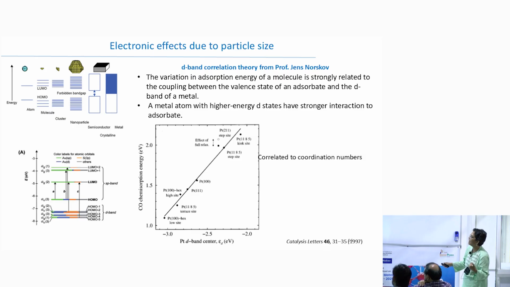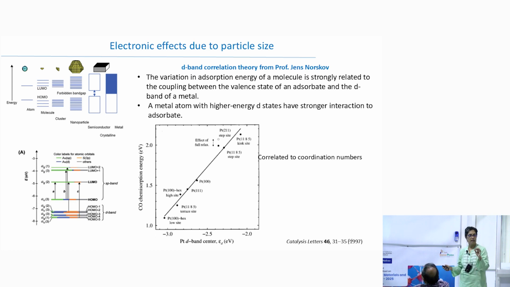This is a cluster, right? The cluster becomes molecule-like. So that is the electronic effect you actually see when you are bringing the particle size down. And this is something which you all can look at.